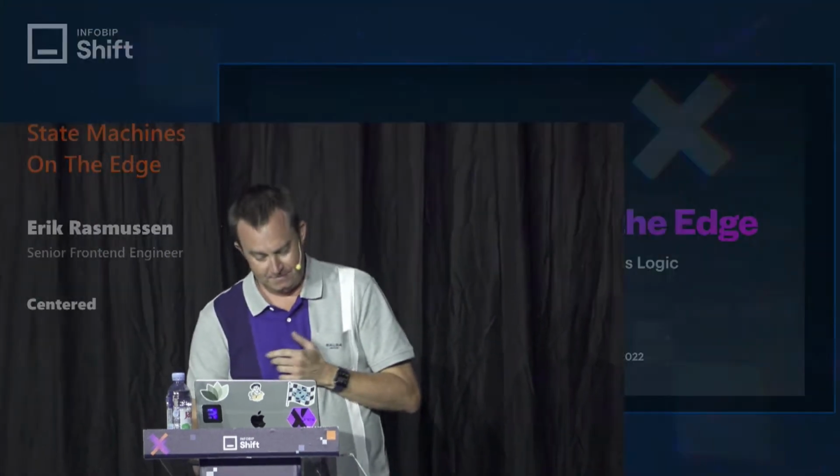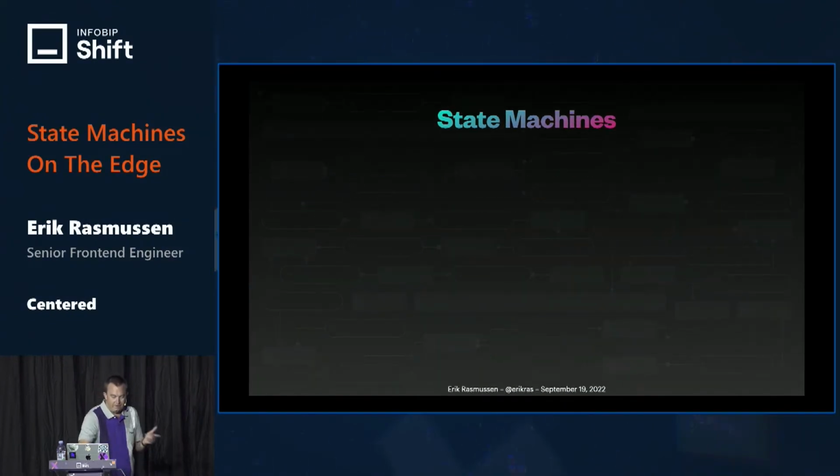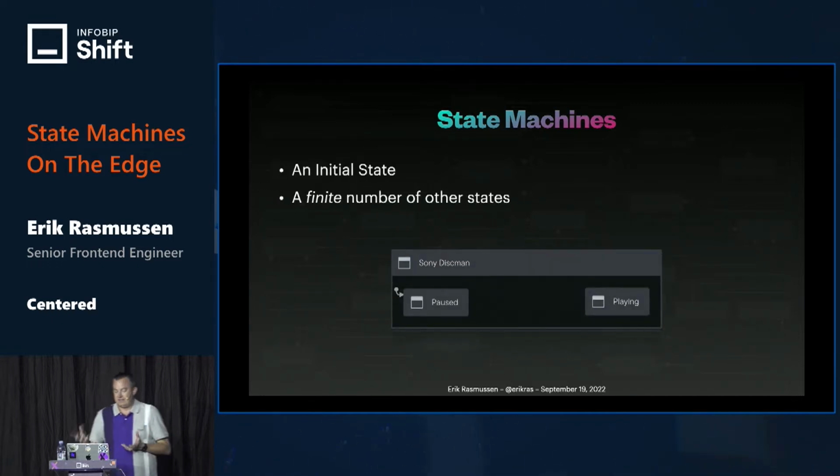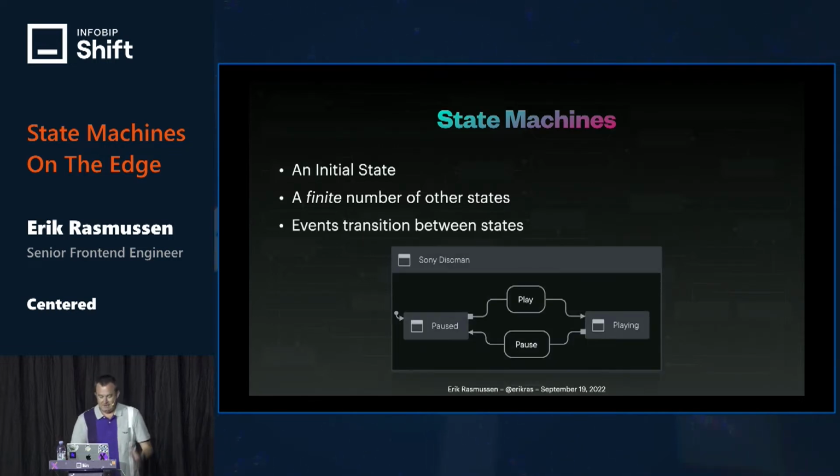Okay, my name is Erik Rasmussen, and this afternoon I want to talk to you about visually coding back-end logic using state machines. But before I get too far, let's talk about what are state machines. State machines define an initial state and a finite number of other states. That's why sometimes they're called finite state machines. And then transitions between these two states.